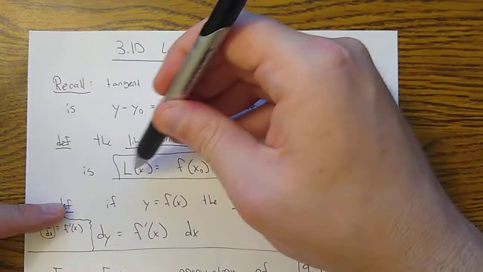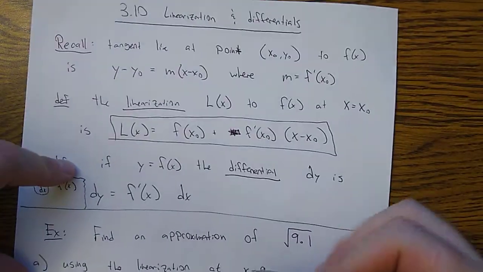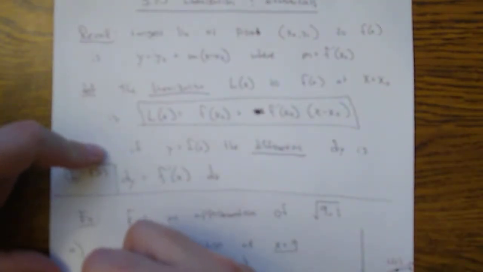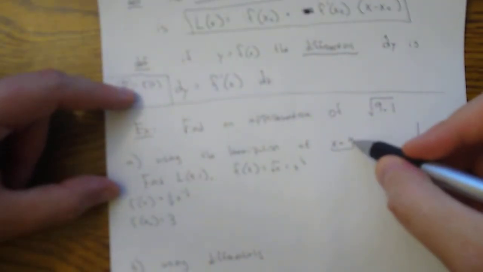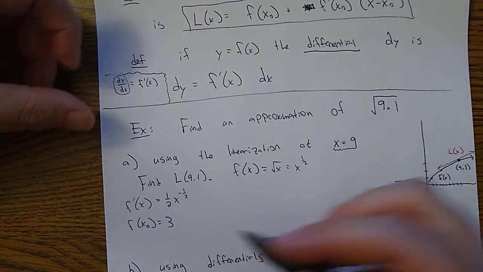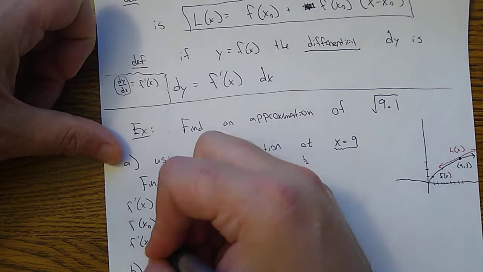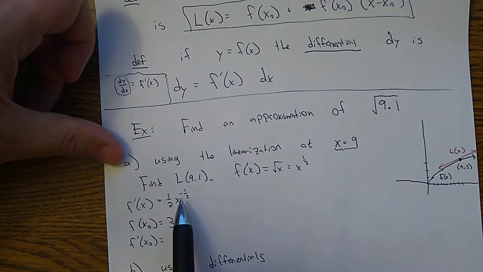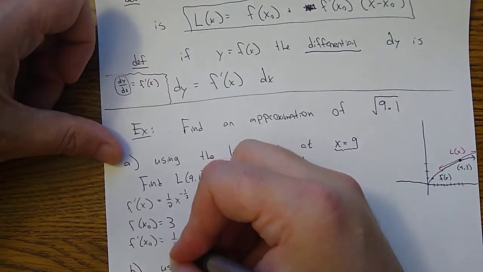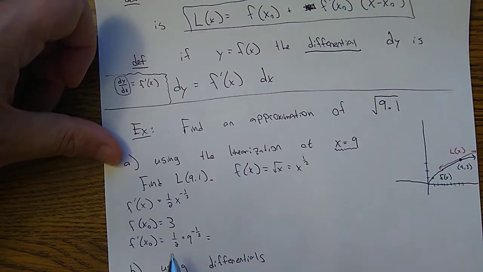So like I said, we're putting together our linearization here. I'm using this formula. What's f of x naught? That would be 3, right? Because I'm just plugging 9 into this function. So f of x naught is 3. What's f prime of x naught? Well, I would plug in 9 to here, so it would be 1/2 times 9 to the negative 1/2. And what's that?